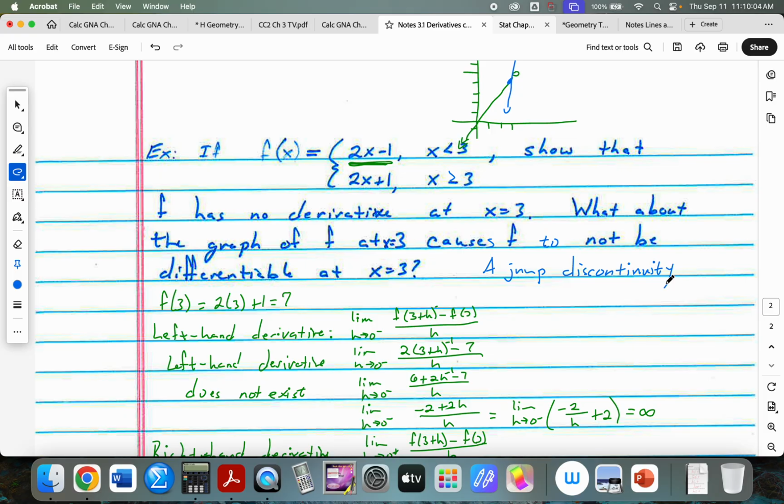That jump discontinuity causes problems for us. It turns out that if a function has any discontinuity at a point, then it will not be differentiable at that point. And if you think about it for a little bit, that kind of makes sense. How can you have a tangent line to the graph of something at a point if that point doesn't exist? It doesn't really make any sense.